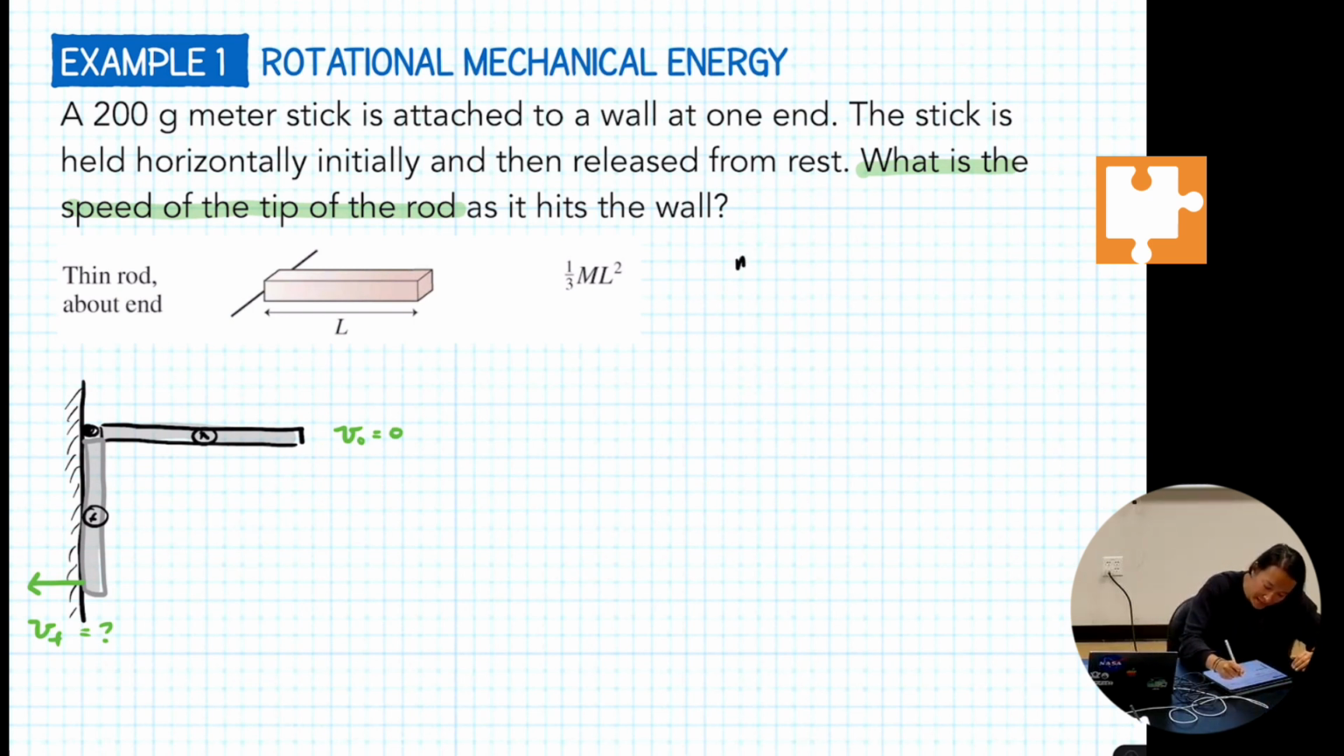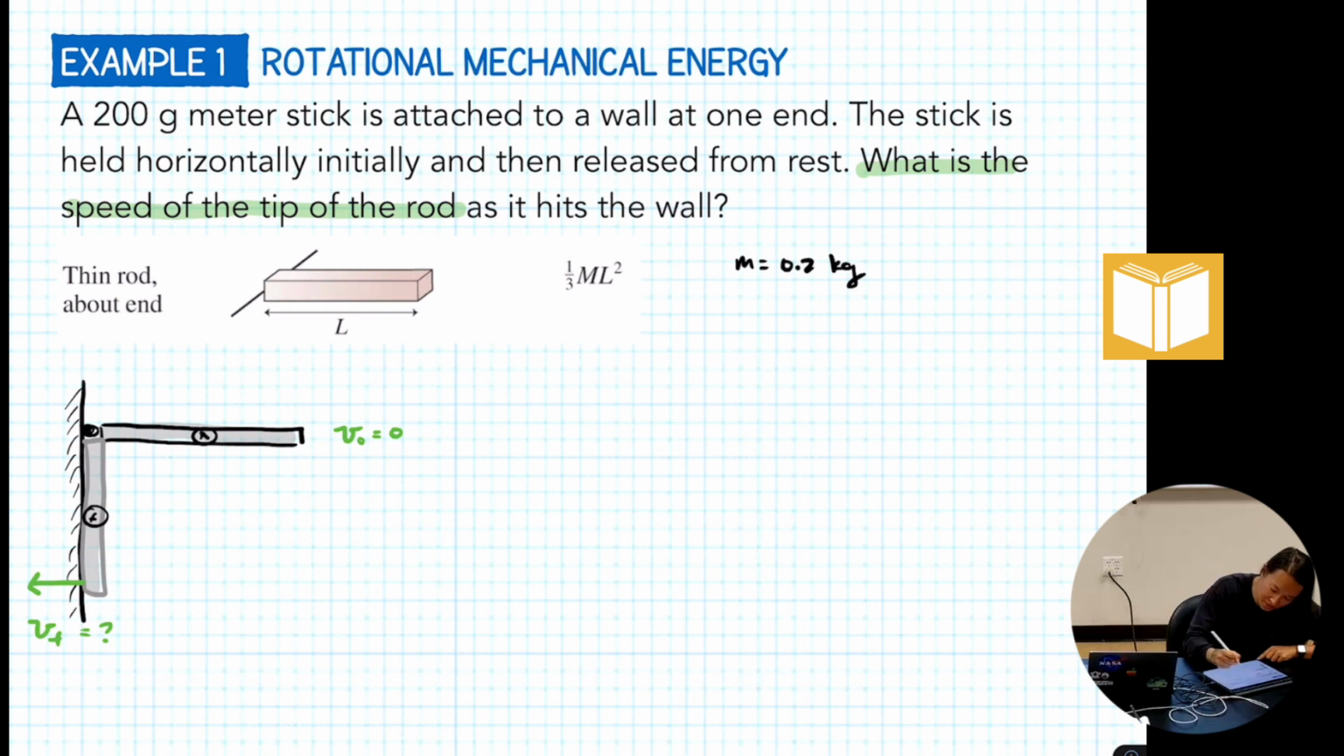So we know that we have a mass of 200 grams, but we want that to be in kilograms. So that is 0.2 kilograms. And we want to use conservation of energy. So we're going to talk about our initial energy, and just remember, conservation of energy now has a few different things that we can use. We have 2 types of potential energy, and then we have 2 types of kinetic energy.